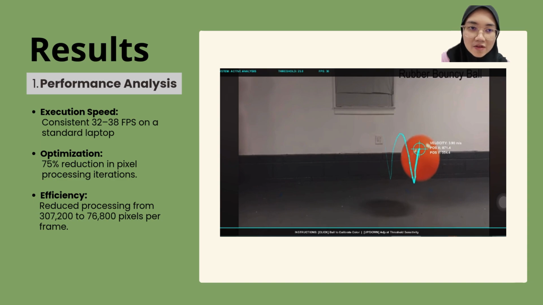The performance analysis for the orange ball demonstrates high computational efficiency by implementing a pixel skipping algorithm, specifically x plus equal to 2 and y plus equal to 2 sampling method. So we reduce the per frame processing counts by 75%. This optimization allowed the system to maintain a consistent frame rate of 32 to 38 frames per second. As a result, the visual lag was negligible, providing the real-time responsiveness necessary for accurate sport analysis.